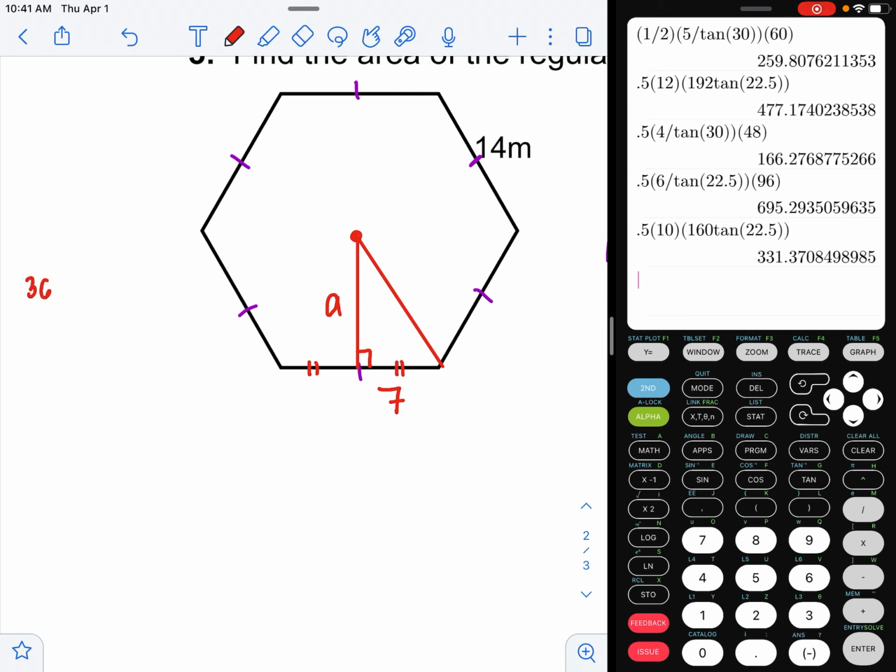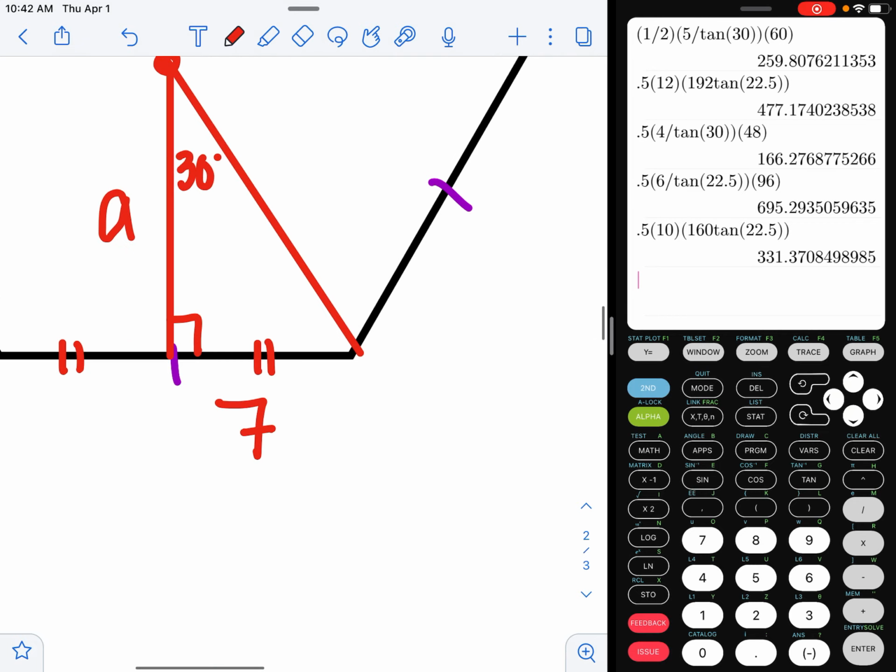Now I need to find this little angle right here. So I'm going to do 360 divided by the number of sides, which is 6, divided by 2. 360 divided by 6 is 60. 60 divided by 2 is 30 degrees. So this angle right here is 30 degrees. That's manageable. I don't feel like I need to redraw it.